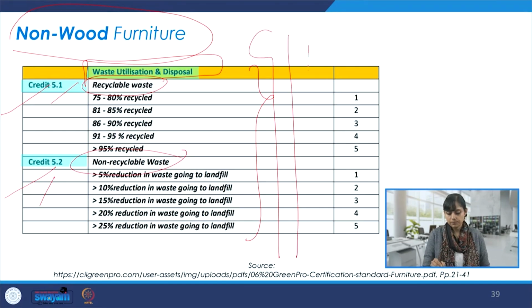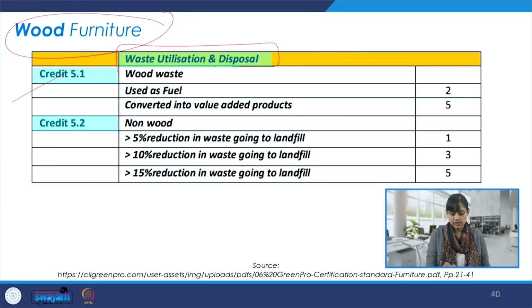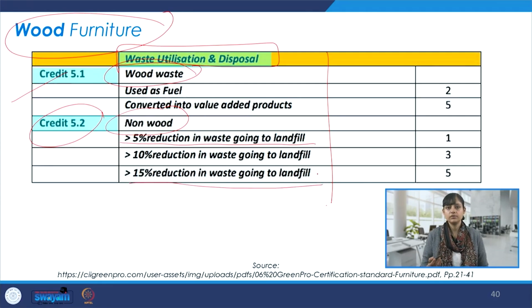this is the column for the criteria, and these are the credit points. For wood furniture, we are talking about credit 5.1, and we are talking about waste utilization and disposal, and we are talking about wood waste. For 5.2, we are talking about non-wood, and we have these important criteria: greater than 5% reduction in waste going to landfill, greater than 15% reduction in waste going to landfill, and the associated credit points.